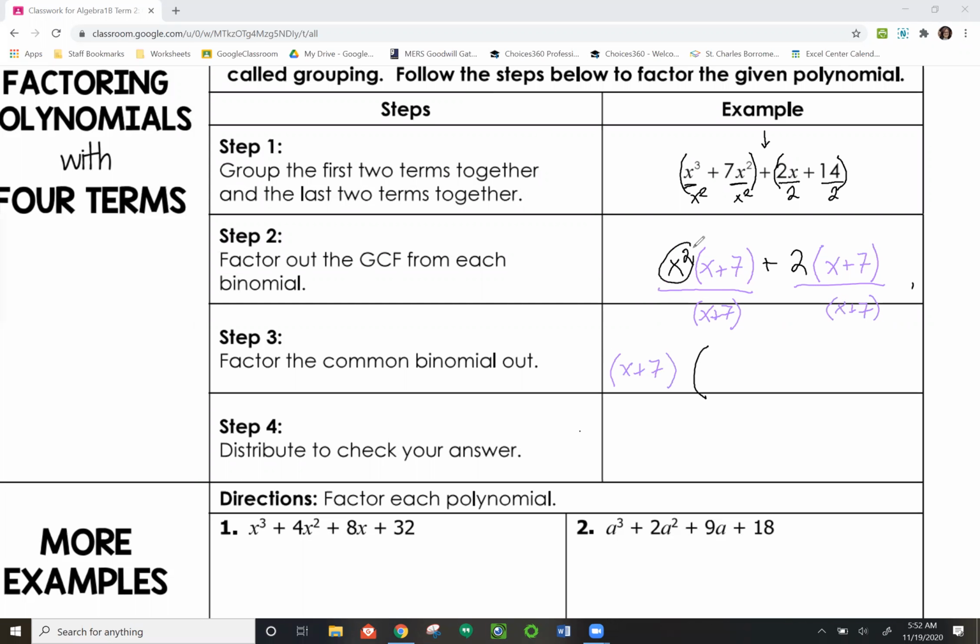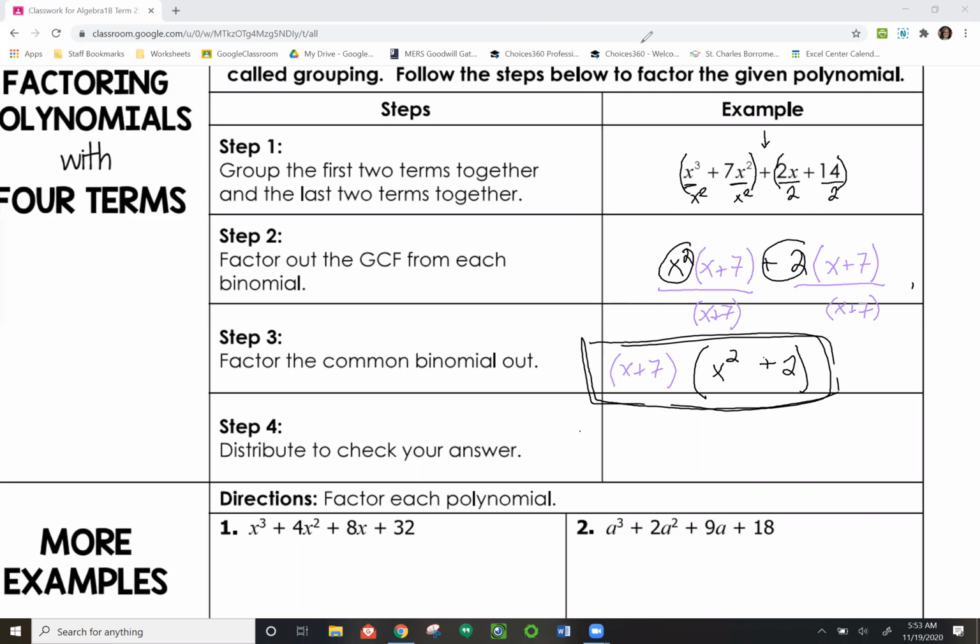Well, I have an x squared plus 2, sorry. I don't know why I put a squared. Yes, x squared plus 2. Okay, and so this is your final factored form. If you'd like to check, you can distribute.